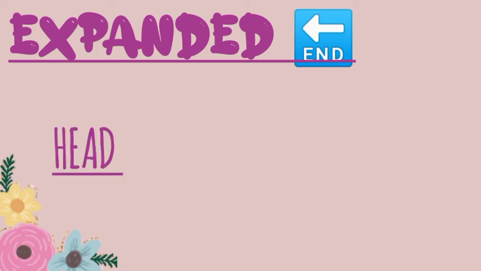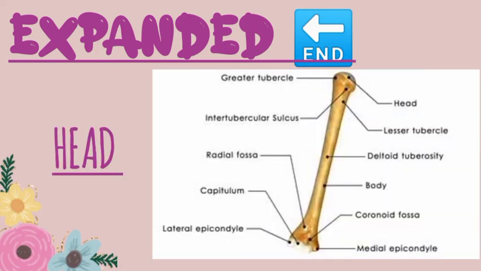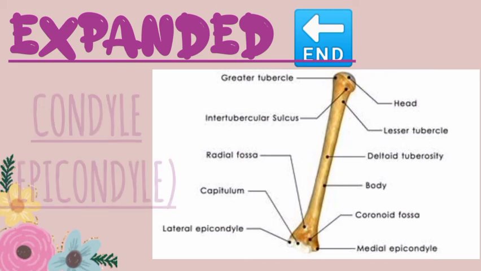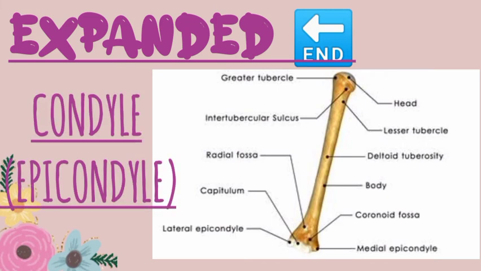Now let's talk about the expanded end of the bone. Let's take a look at the humerus bone again. As you guys can see, the head is a prominent rounded structure present on the proximal end of the humerus bone. The head is important because it helps in the formation of the joint, like the head of the humerus helps in the formation of the shoulder joint, and the head of the femur helps in the formation of the hip joint.